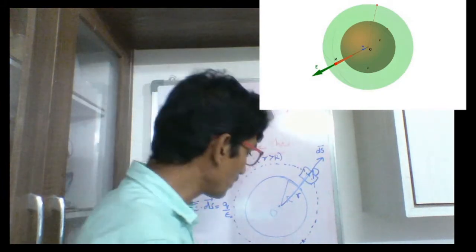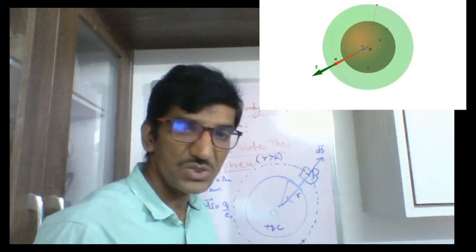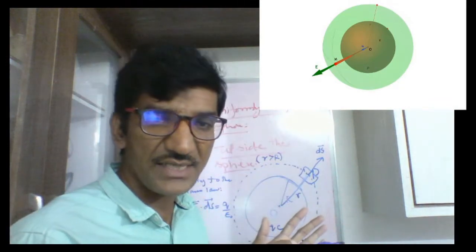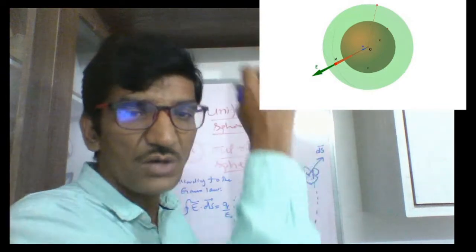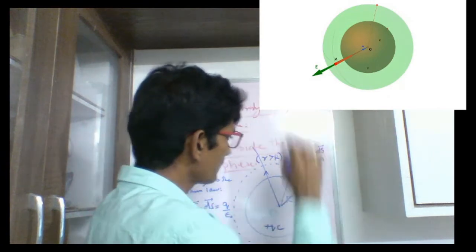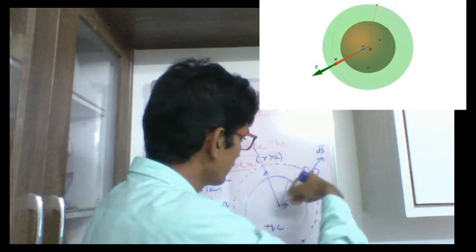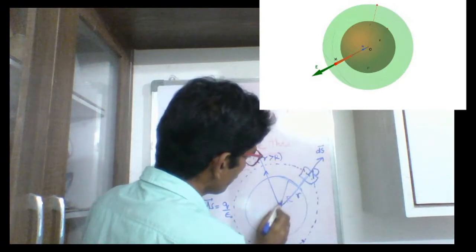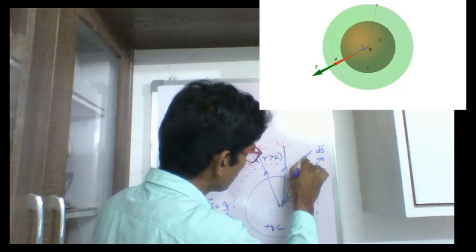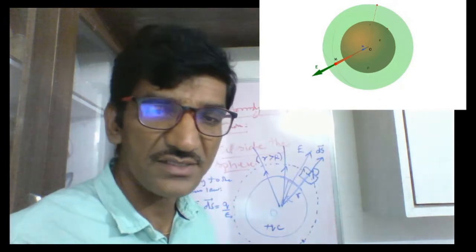Now I already told you how much charge is there here. Plus q coulombs of charge is here. So what will be the direction of field lines? Field lines always go outwards. Here you have field lines like this. Suppose you draw so many field lines like this and like this. The direction of field lines is the direction of E.